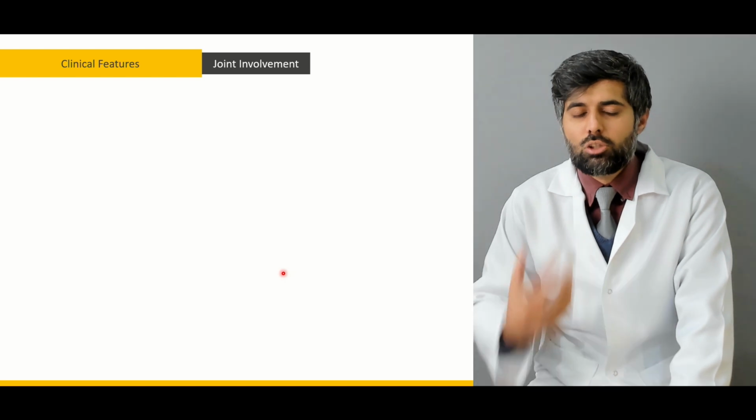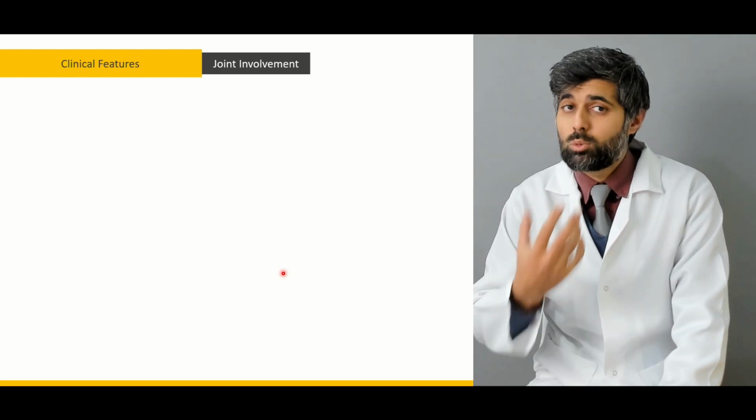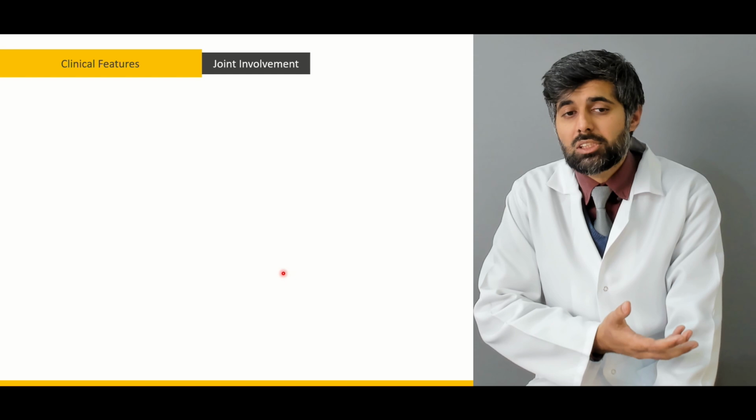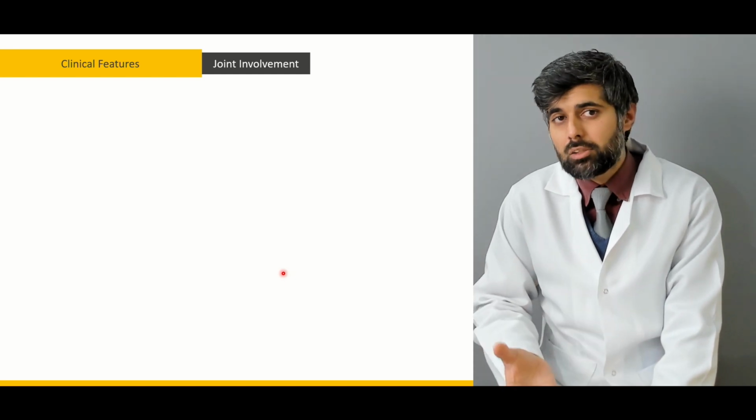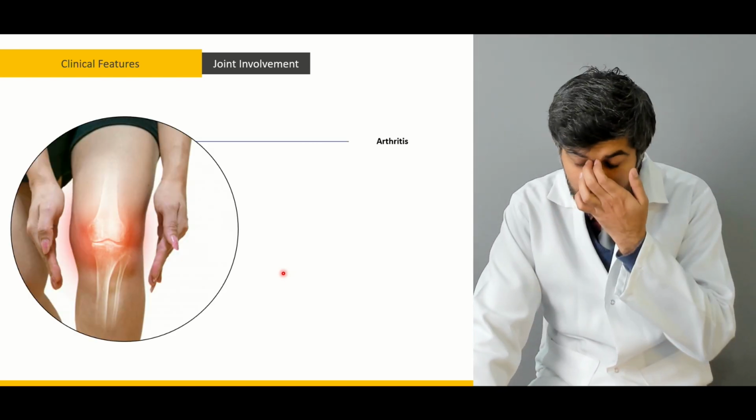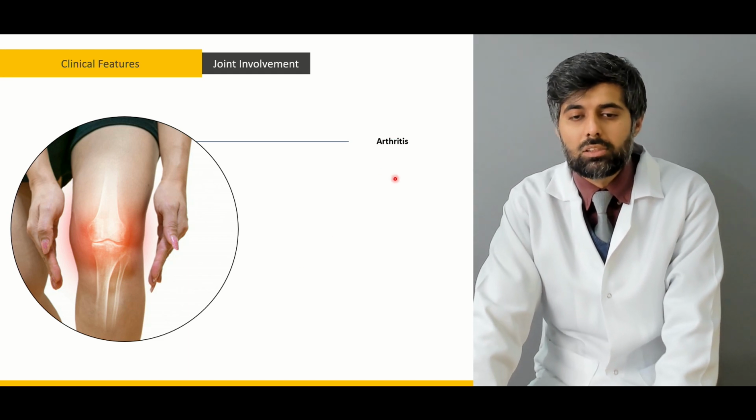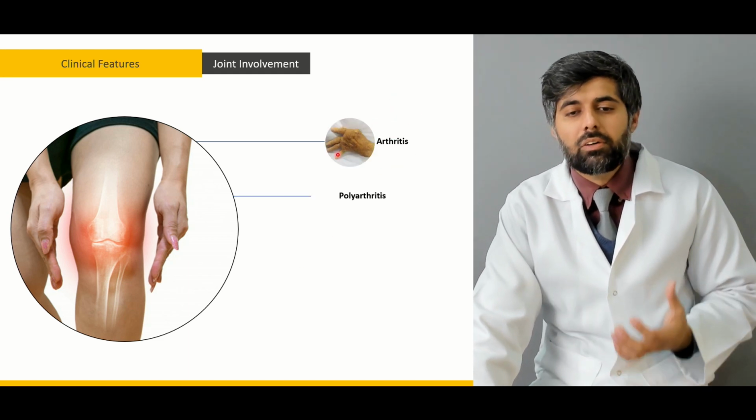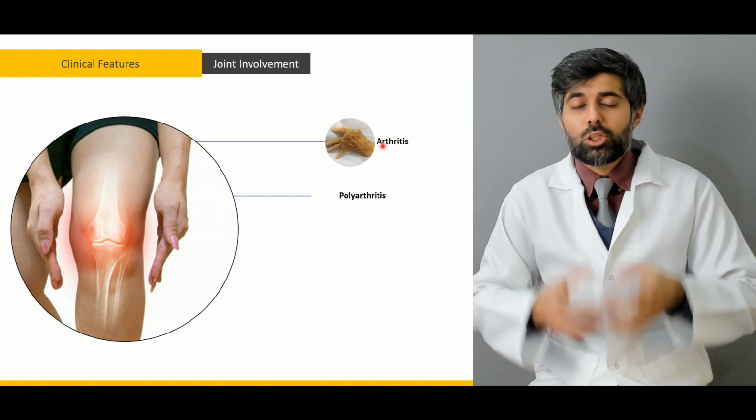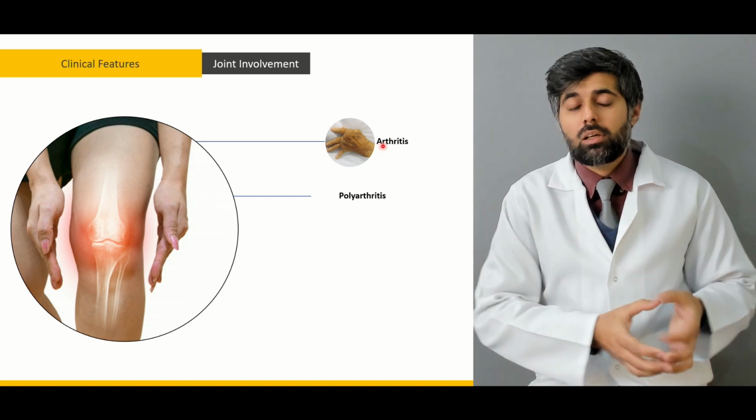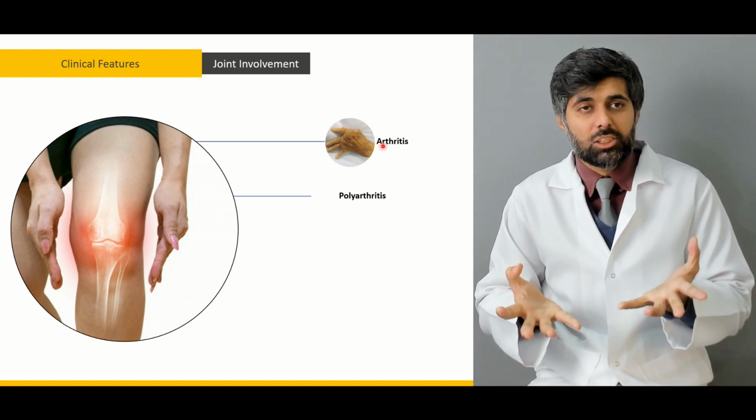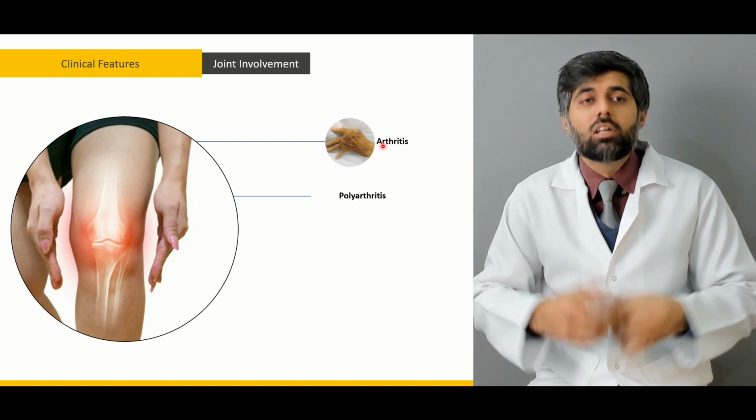Next, we have the joint involvement. Like I said, two most common presentations: one is carditis that we have just discussed, the other is the arthritis or the joint involvement. In the joint involvement, the first one is the arthritis. There is inflammation of the joints of the patient. The joints that are affected are the synovial joints. These are the joints of the extremities, that is, the digits, the hands, the wrist, and feet.